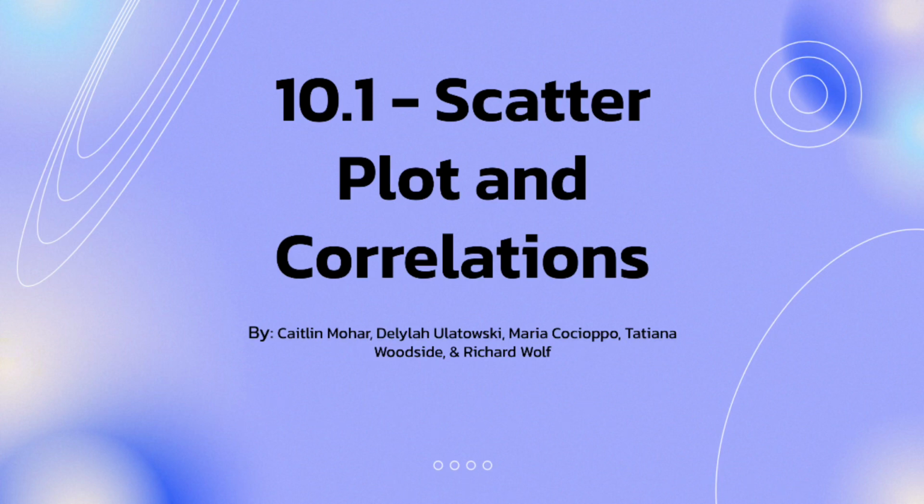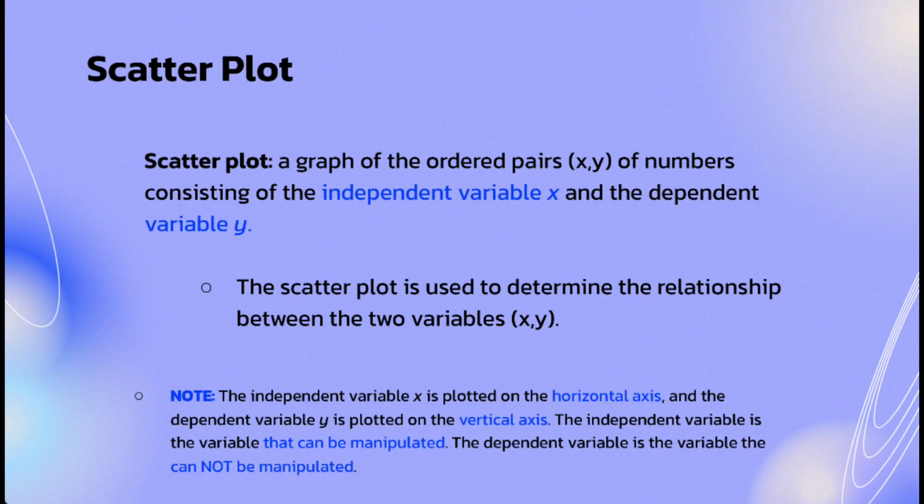Today we're going to be talking about scatterplots and correlations, and this is by Caitlin, Delilah, Maria, Tatiana, and Richard. Scatterplot. A scatterplot is a graph of the ordered pairs x, y of numbers consisting of the independent variable x and the dependent variable y. The scatterplot is used to determine the relationship between the two variables x and y.